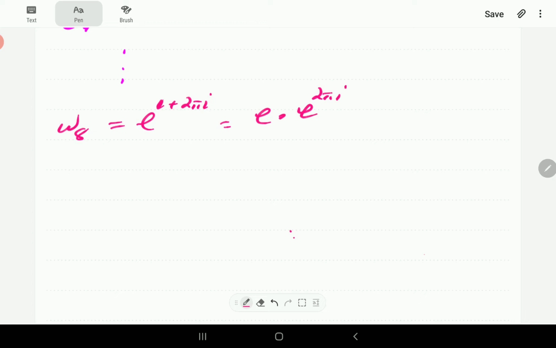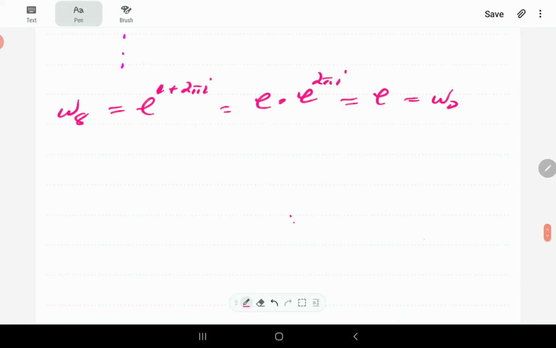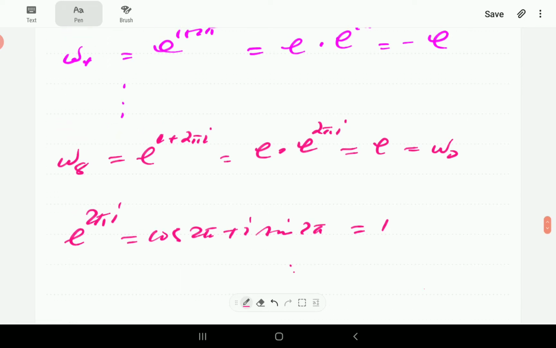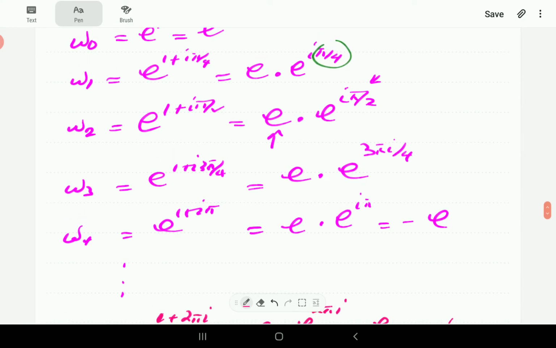But e to the 2 pi i is just 1. So this is going to be e. So this is going to be the same as w0. So just to clear this one up, this is cosine 2 pi plus i sine 2 pi. Cosine 2 pi is 1 and sine 2 pi is 0. So we notice that the image of w8 is exactly the same as the image of w0.